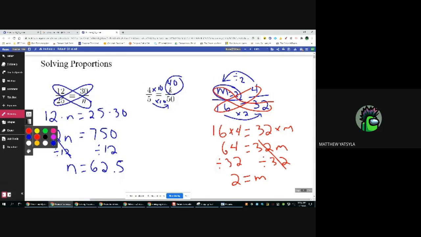All right, so again, you can use the method here of cross multiply and divide, or you can use seeing what the relationship is and working from there if you can see it readily.